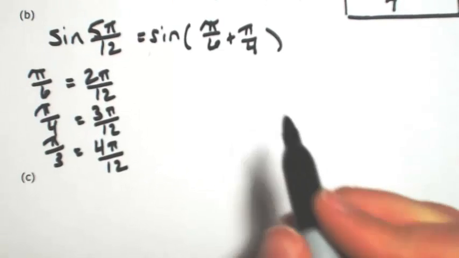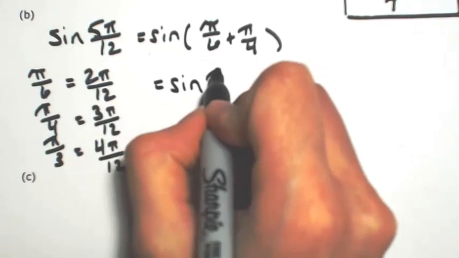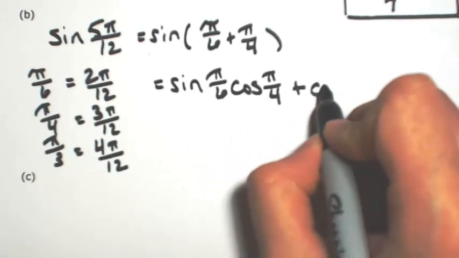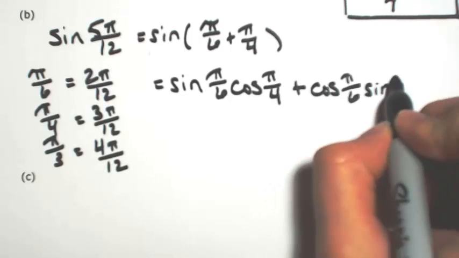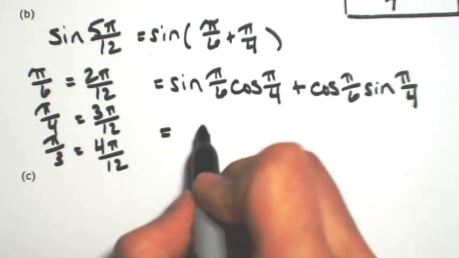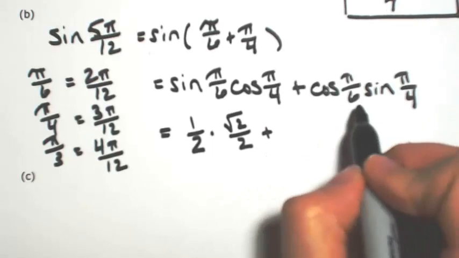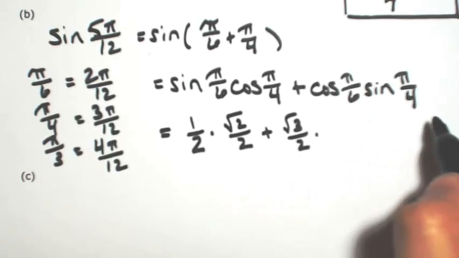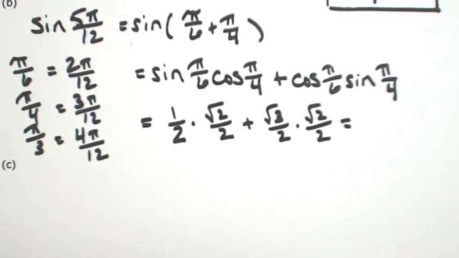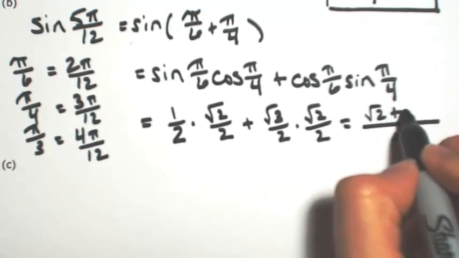Okay, so now expanding this out: sine, cosine, cosine, sine, keep the plus. So sine of that first angle, cosine of the second angle, plus cosine of the first angle, sine of the second angle. Again, these are ones we know. Sine of pi over 6 is 1/2. Cosine of pi over 4 is square root of 2 over 2. Cosine of pi over 6 is square root of 3 over 2. And sine of pi over 4 is square root of 2 over 2. So multiplying out the denominators, we get a 4 on each of them, so that's our common denominator: square root of 2 plus square root of 6.